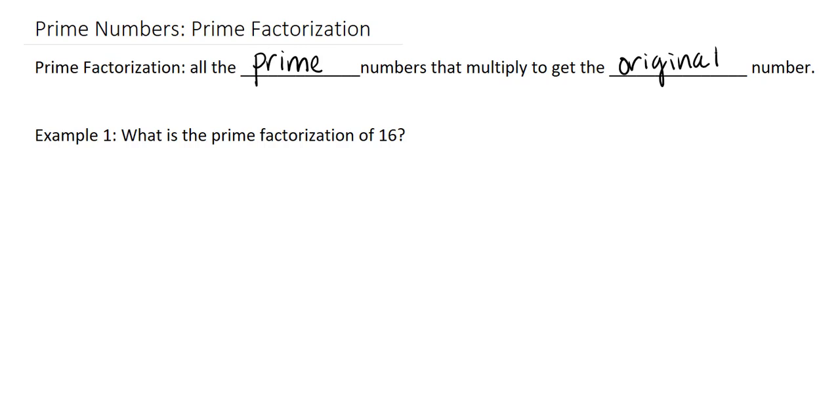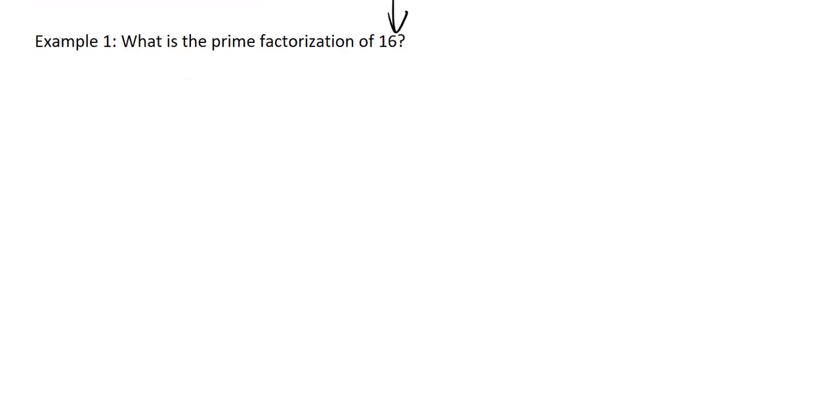So let's look at an example to see what this means. Example 1: what is the prime factorization of 16? So 16 is a composite number. It's made up of several prime numbers multiplied together to get that number. So all we're going to do is break down 16 into all its prime numbers. How we do this is we can call it a factor tree.